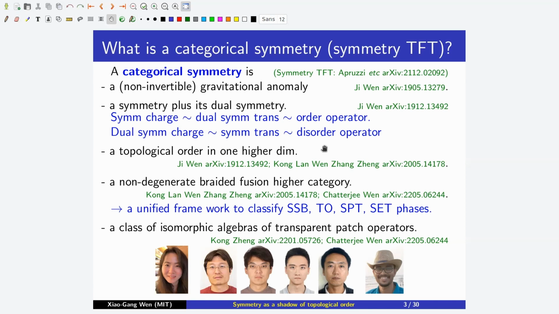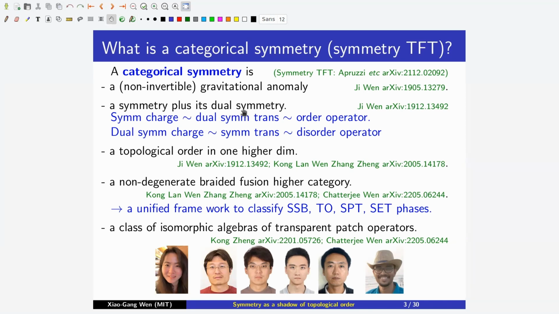And so it's really this algebra of a local symmetric operator. Later we will show that from the algebra of a local symmetric operator, we can obtain a subset of a so-called algebra of a transparent patch operator. And this algebra somehow, using that, you can derive this braid fusion category. And so therefore there's an operator algebra point of view of this categorical symmetry.